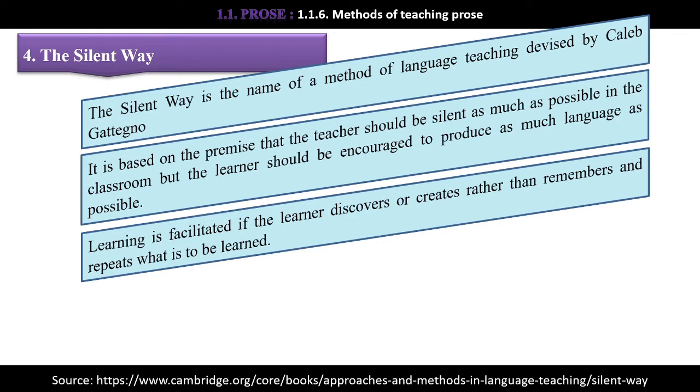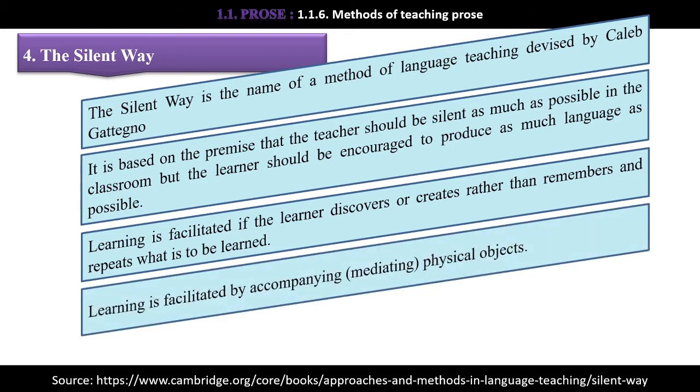In the silent way, learning is facilitated if the learner discovers or creates rather than remembers and repeats what is to be learned. Here we don't focus on remembering the rules, etc., but we focus on discovering and creating. So this is an important thing. And here we ask them to repeat what they have learned. So we are going to encourage them to produce. Here the teacher becomes silent, and he asks the student to produce what he has learned.